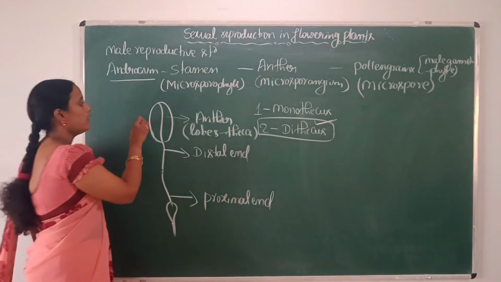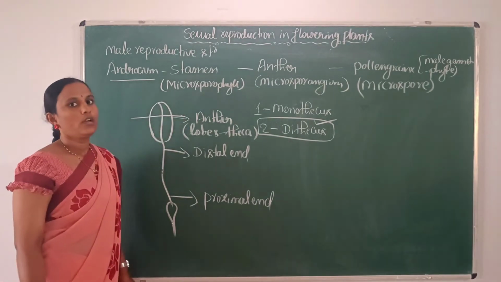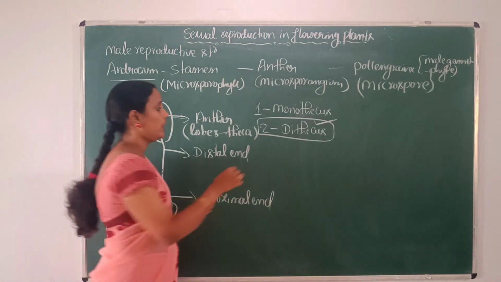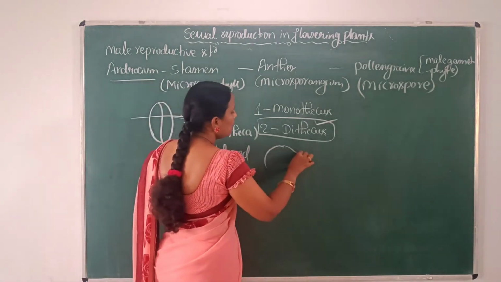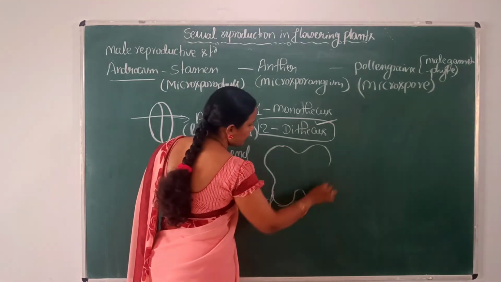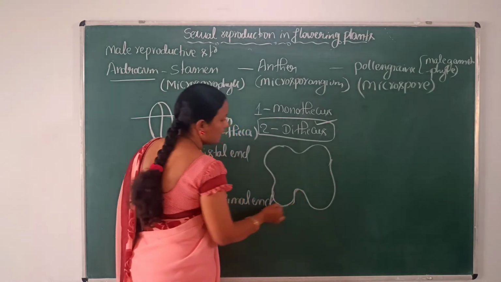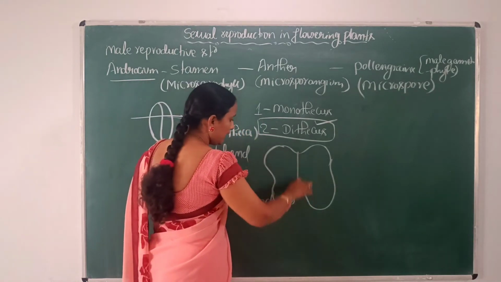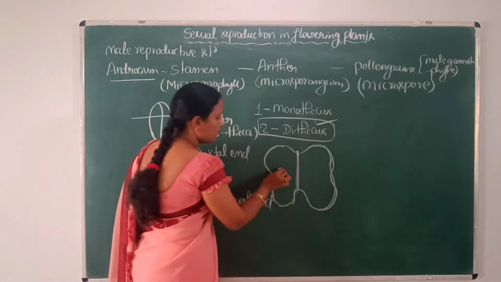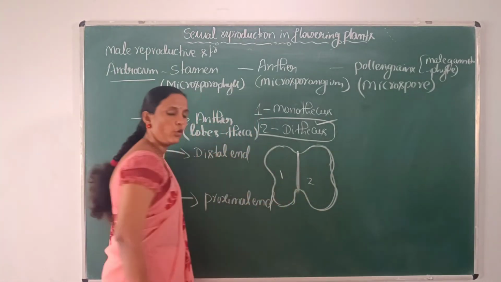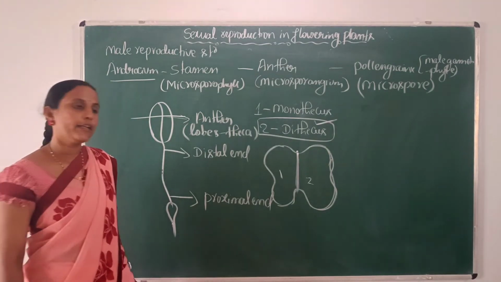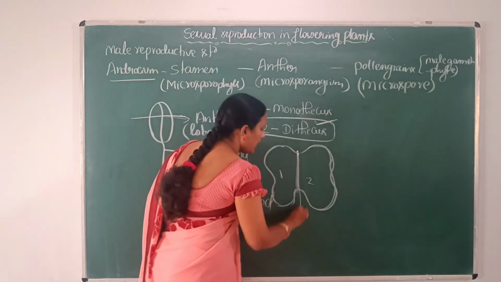Now, when we take a transverse section of an anther and observe under a microscope, we could observe two lobes like this. So this is the transverse sectional view. Two lobes are present and they are separated by a tissue. This is the first lobe and the second lobe. The two lobes of the anther are separated by a tissue called the connective.